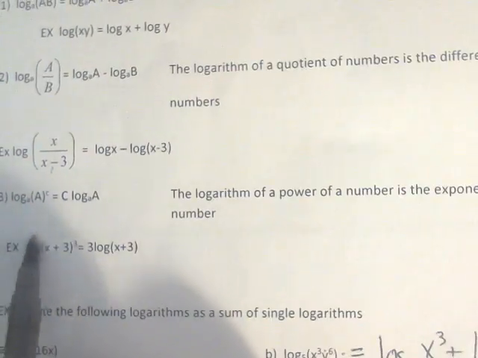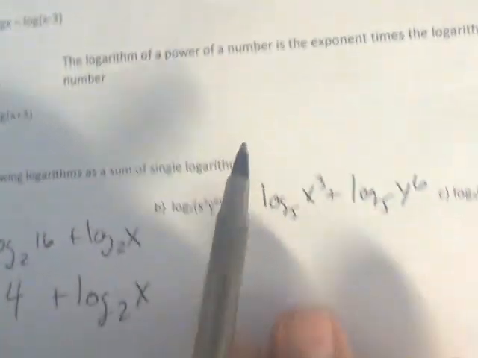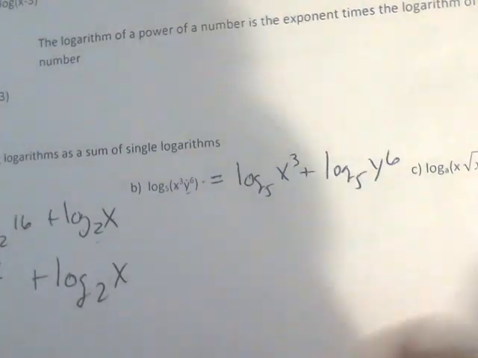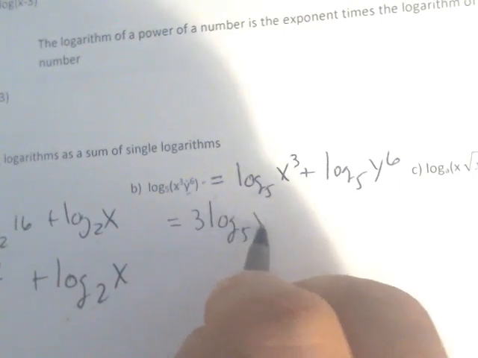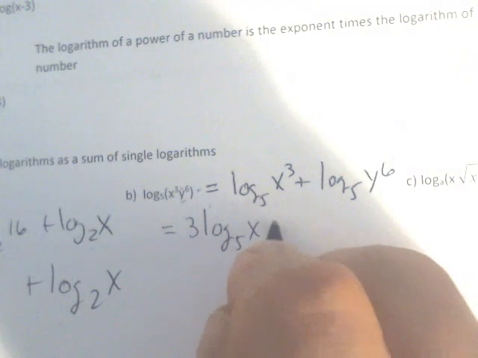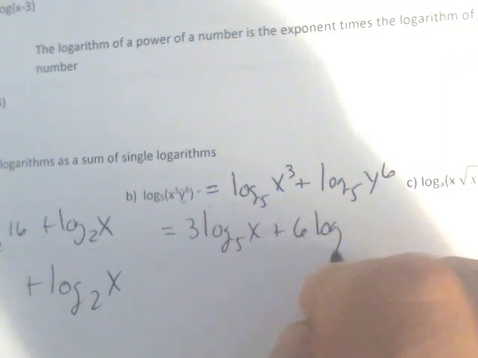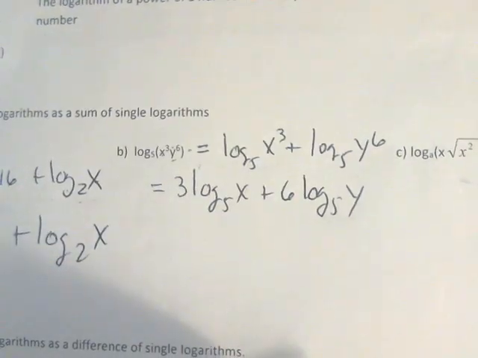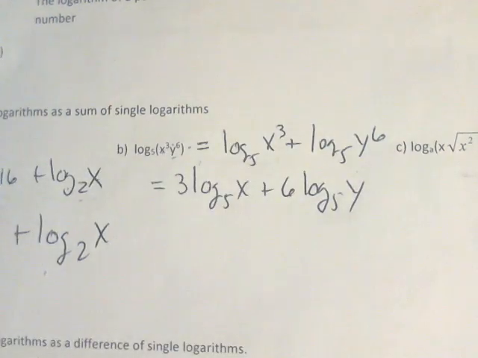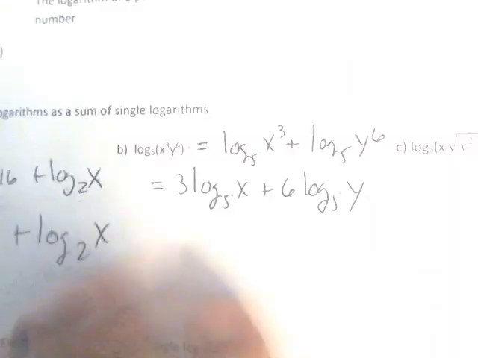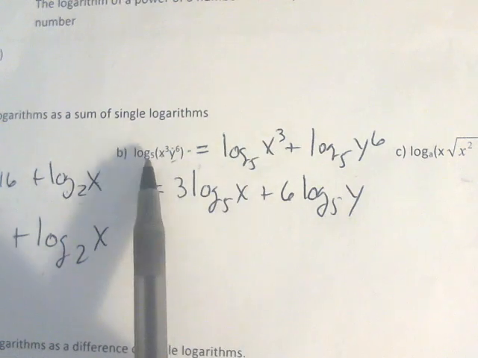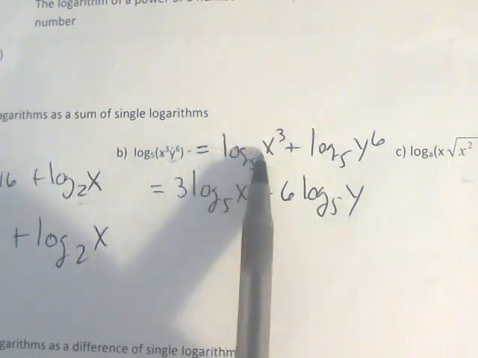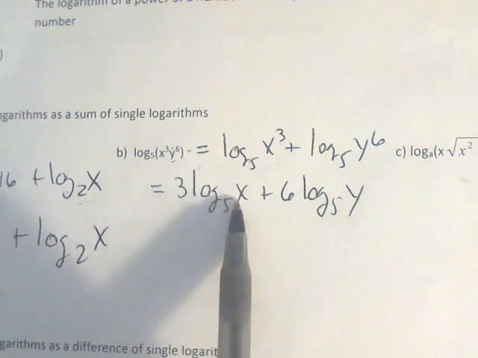And if you look at law 3, each single logarithm here does have a power. So what I can do is take 3 times the log base 5 of x plus 6 times the log base 5 of y. And that's all I can do with that. Okay, nothing more I can do, so I'm done. So you're just applying the laws of logarithms to each single log you have until you have done as much as you can.